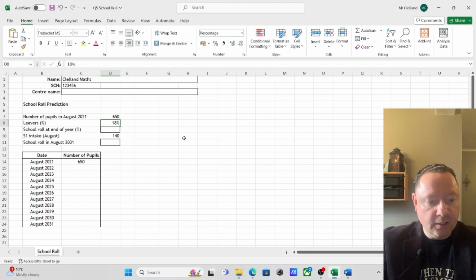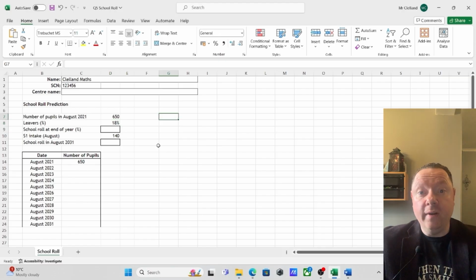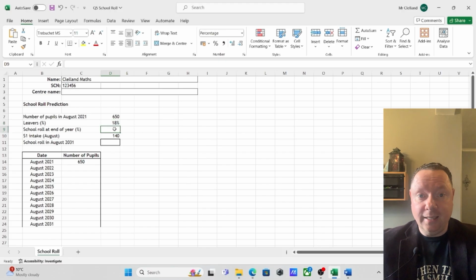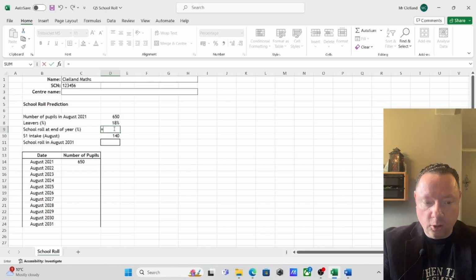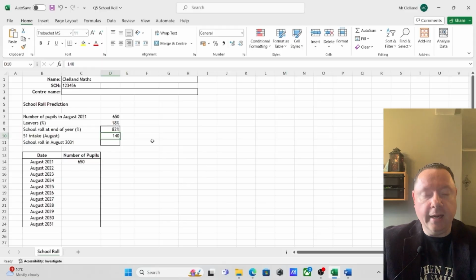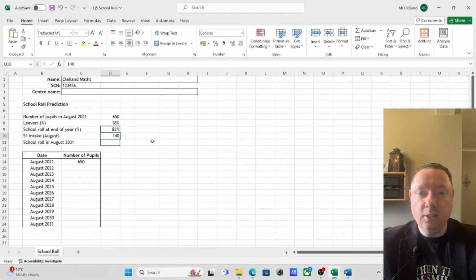And we've got 18% leaving. With 18% leaving, that means that what's left over is equal to 100 minus 18. Now you can get a calculator and work it out if you want, or just press equals 1 minus this box, and it hopefully will do it for you, 82%. If it doesn't work out for you, just get a calculator and type it in manually, 82%.